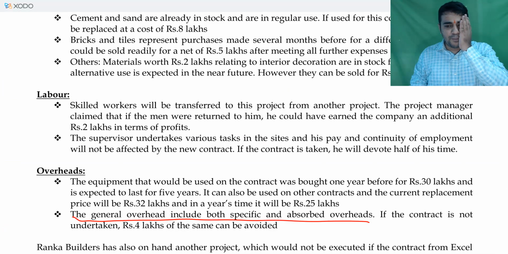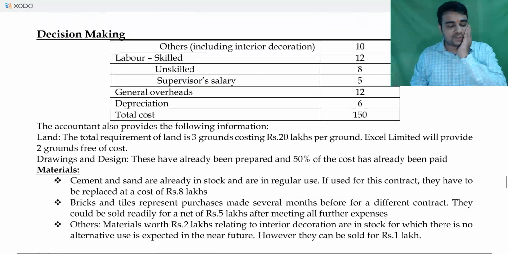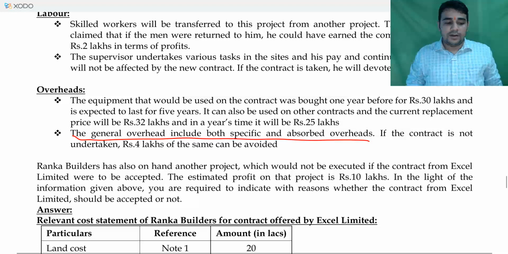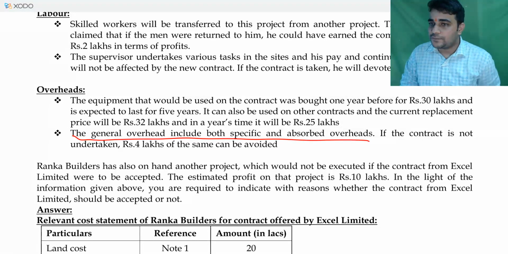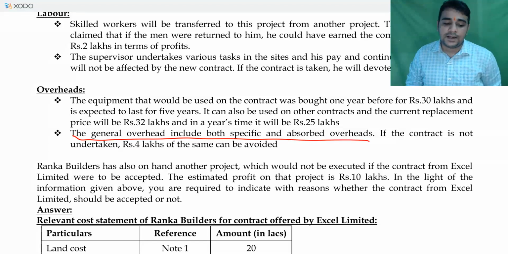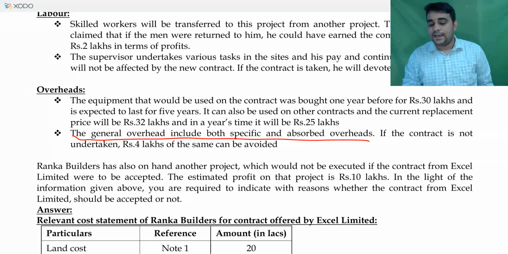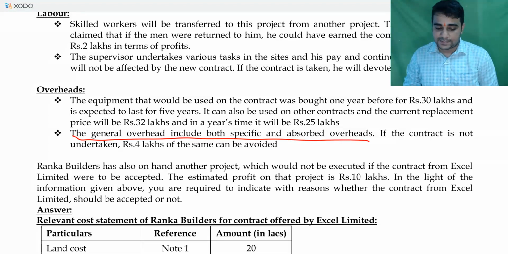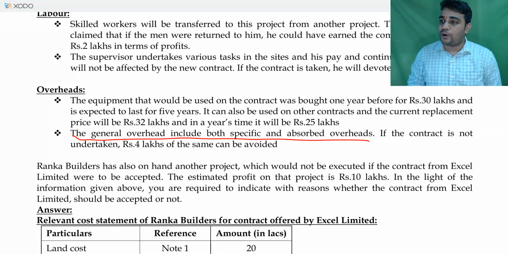Apart from this, there's one more relevant item. Can you tell me what is that? It's not there in the table. Opportunity cost of another project. Ranka Builders also has on hand another project which would not be executed if the contract from Excel Limited were to be accepted. Estimated profit on that project is 10 lakhs.